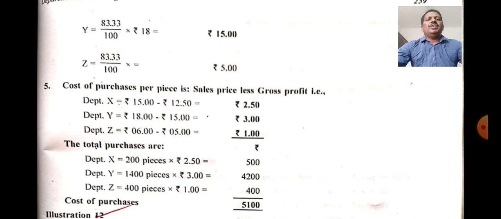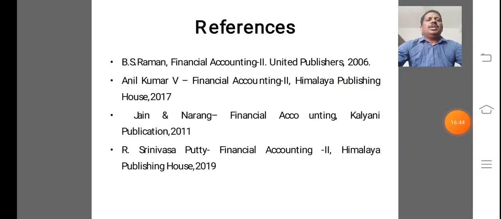The total purchases are: department X is equal to 200 pieces into 2.5 is equal to 500. In department Y, 1400 pieces into rupees 3, 4200. In department Z, 400 pieces into rupees 1, 400. So cost of purchases is equal to 5,100. So these are the references for working out the problems. So thank you very much.